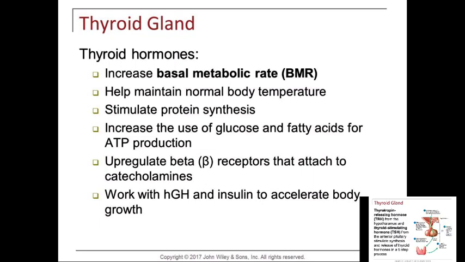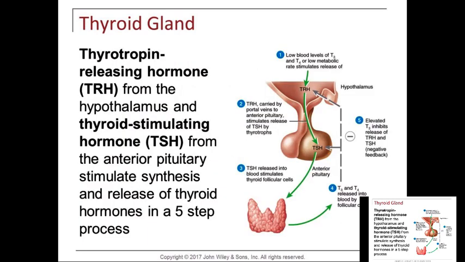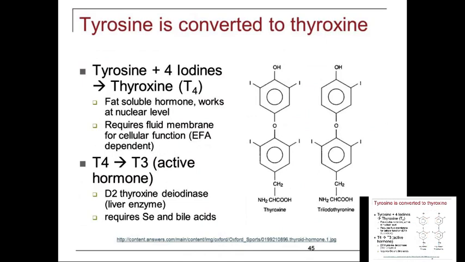body growth. So you have thyrotropin-releasing hormone from the hypothalamus that's going to go to the pituitary, and the pituitary releases thyroid-stimulating hormone. That's going to go to the thyroid to produce some thyroid hormones. Again, I'm not really interested in the steps, with the exception of just a few that I will point out. Tyrosine with 4 iodines is T4, and then T4 gets converted into T3, which is the active hormone.